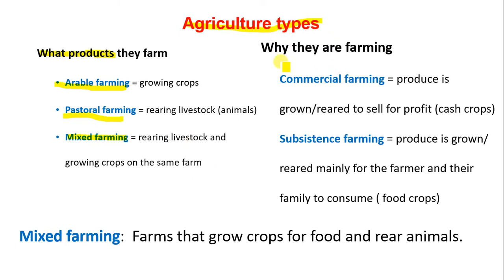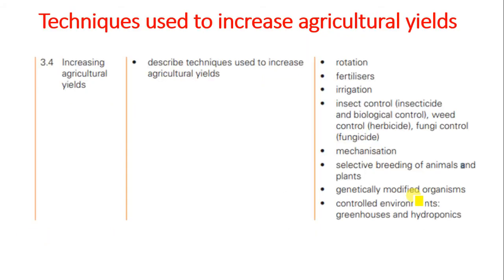While agricultural types can also be classified based on why they are farming. Now, based on why they are farming, we have commercial farming, that has to do with produce that is grown and/or reared to sell for profit. That's when you have to do with cash crops to sell for profit. While in subsistence farming, produce is grown and reared mainly for farmers and their family to consume. So that's the major types of agriculture.